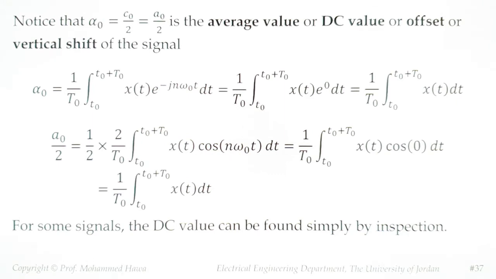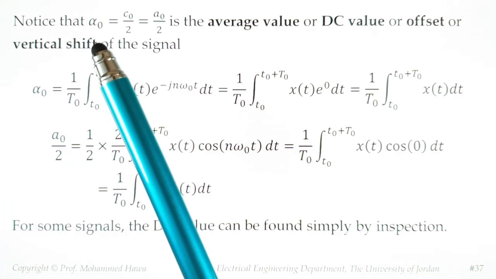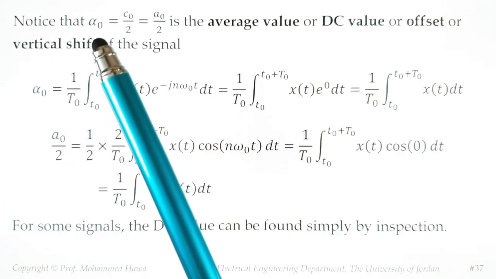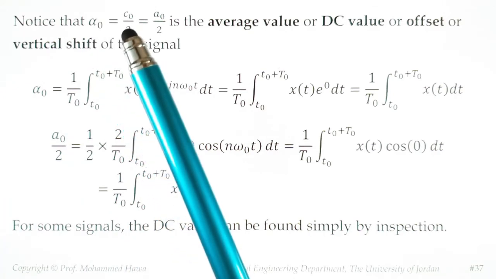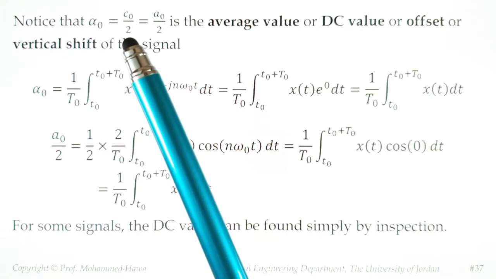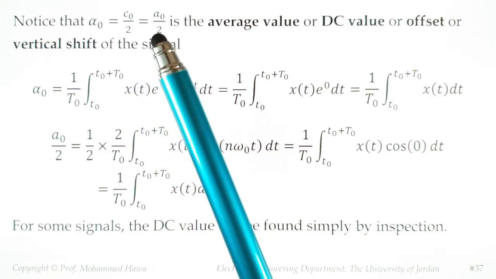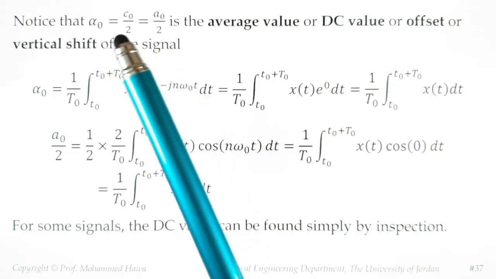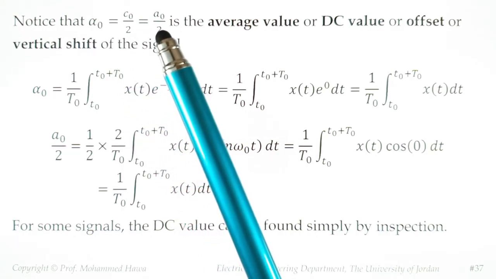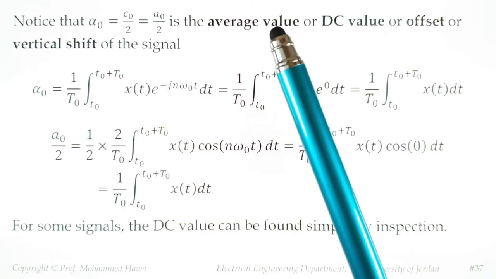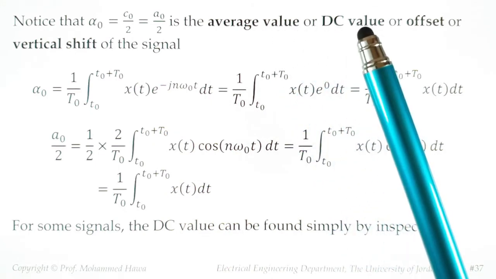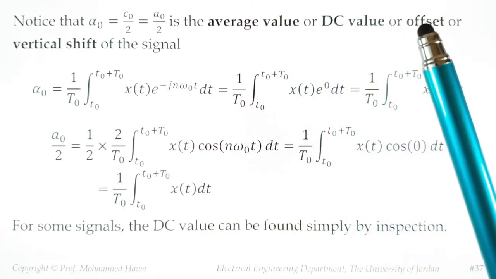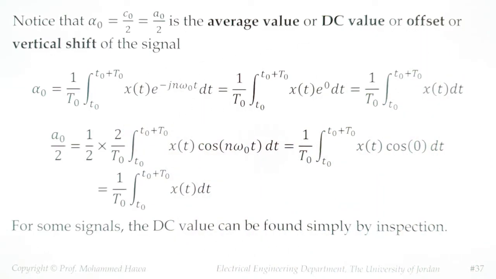First of all, please notice that alpha naught, that's from the complex exponential form, the 0th coefficient, or C naught over 2, that's from the compact form, or A naught over 2, that's from the trigonometric form, they are all equal. They are the same value. And that value is the average value of the signal, or the DC value of the signal, or the offset of the signal, or the vertical shift of the signal.